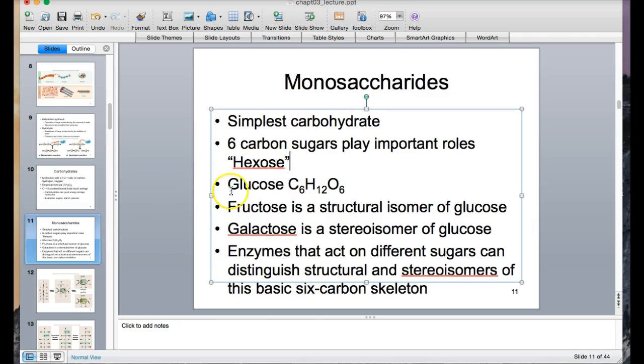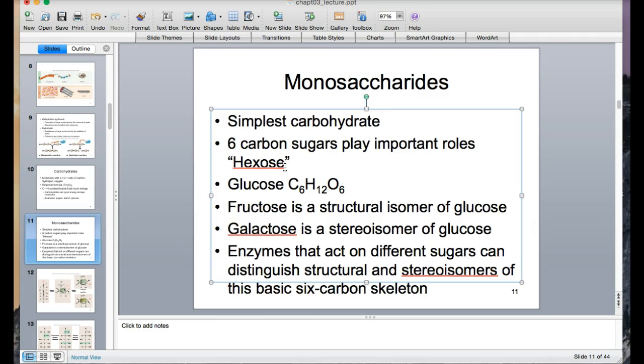And an example of a hexose sugar would be glucose. Glucose is the blood sugar at about 0.5%. Its formula is C6H12O6, so there's where we see those 6 carbons. There are also 2 other hexose sugars, or monosaccharides. That would be fructose, and fructose is a structural isomer of glucose. And also you have galactose, and galactose is a stereoisomer of glucose. And we went over the difference between stereoisomers and structural isomers. Glucose itself is blood sugar in animals. Fructose is what we would call fruit sugar in plants. And galactose is a component of milk sugar.